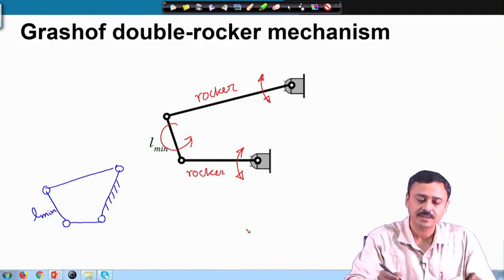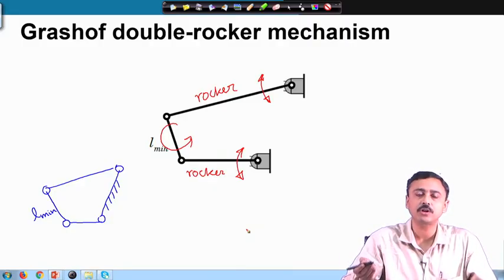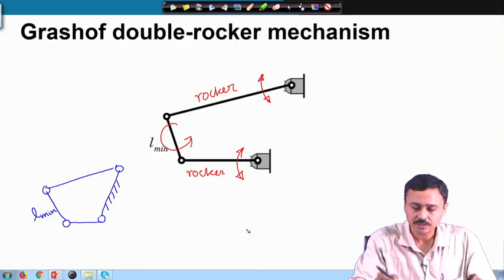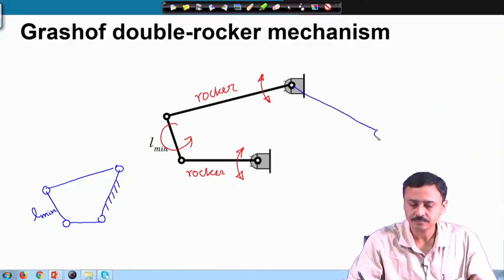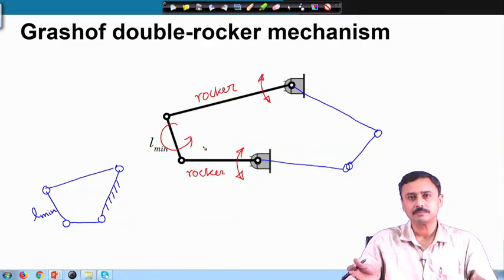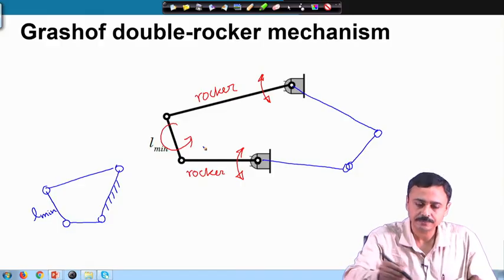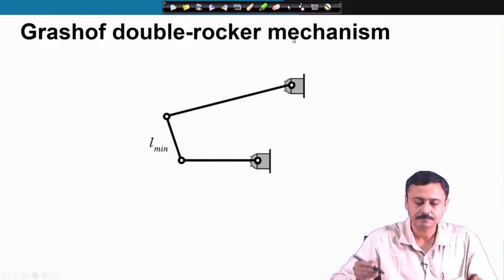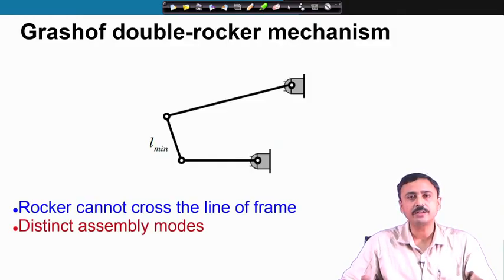Once again notice that these rockers will not cross the line of frame. In a Grashof chain, rockers never cross the line of frame. Therefore, there are two assembly modes. So, one is this, the other assembly mode you can imagine is this. It can never go from one assembly mode to another as the mechanism moves. So, assembly modes are distinct. So, rockers cannot cross the line of frame. So, there are distinct assembly modes.